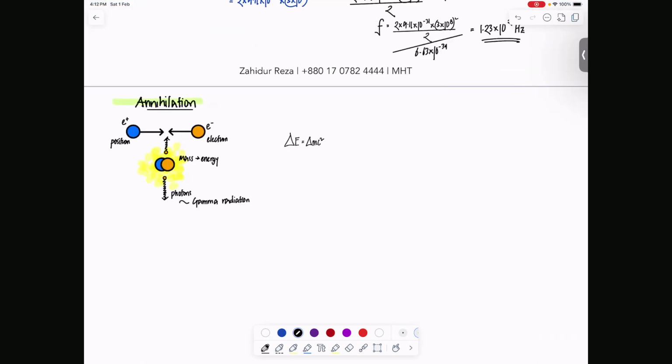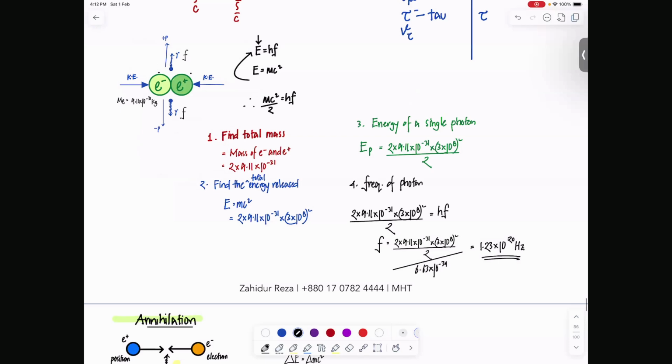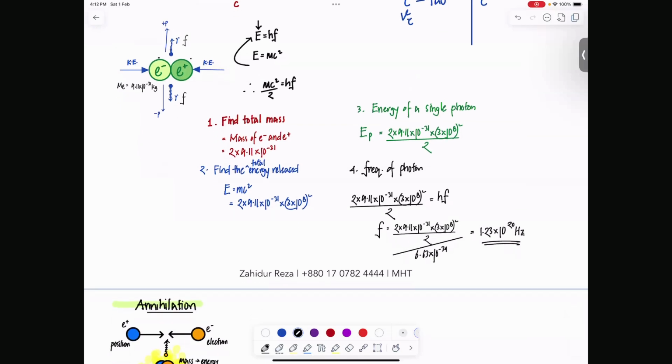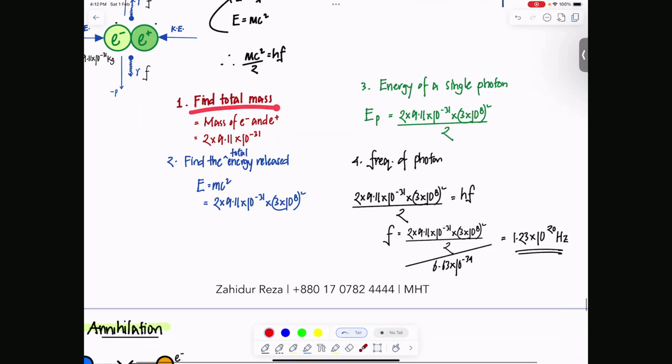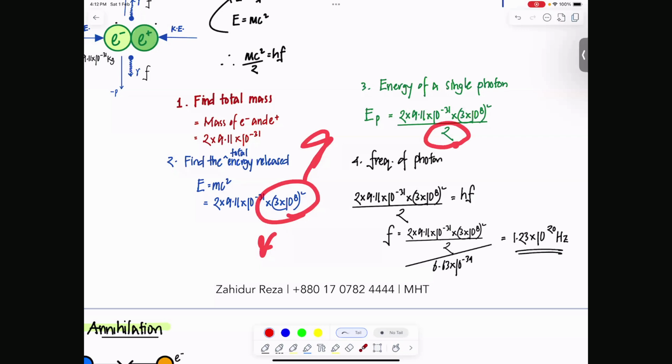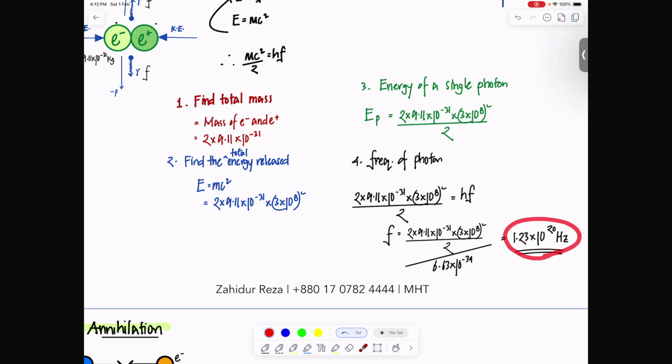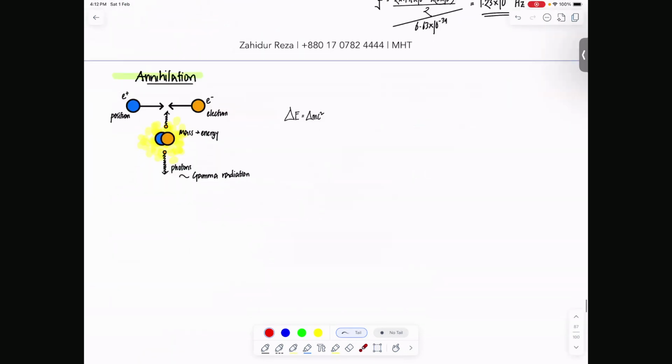Last class, we found mathematically what the frequency was, and this is what we did. How do you do the math? First, you find the total mass available. Then convert this mass into energy using E equals mc squared. Then, since we need it for a single photon, that energy will be split between the two. So I divide by 2 to get the energy of one photon. Then I use the formula E equals hf to find the frequency of one single photon. And the frequency is in the range of gamma radiation. So this is what annihilation is.